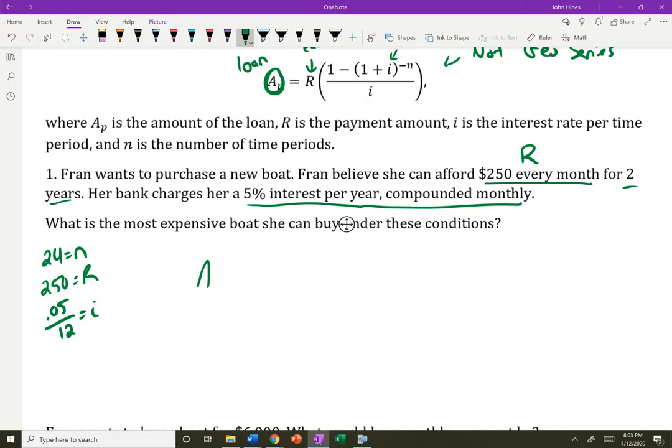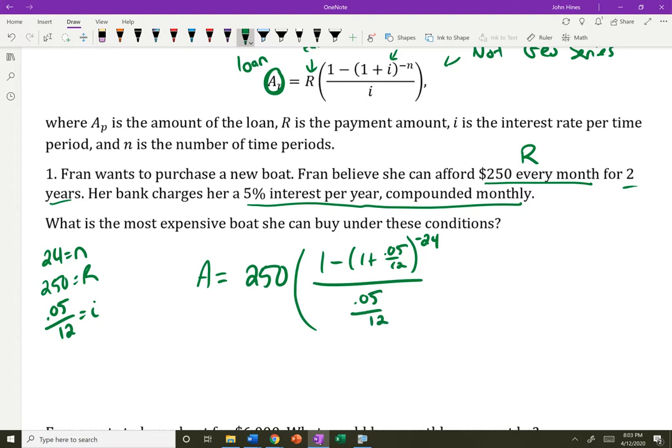So what does her loan equal? $250, parentheses, 1 minus 1 plus I to the negative N. This comes from the geometric series formula, which is why it looks like it, but it's just been rearranged over I. So all I have to do now to figure out how much Fran can borrow from the bank to buy this boat is type that in.